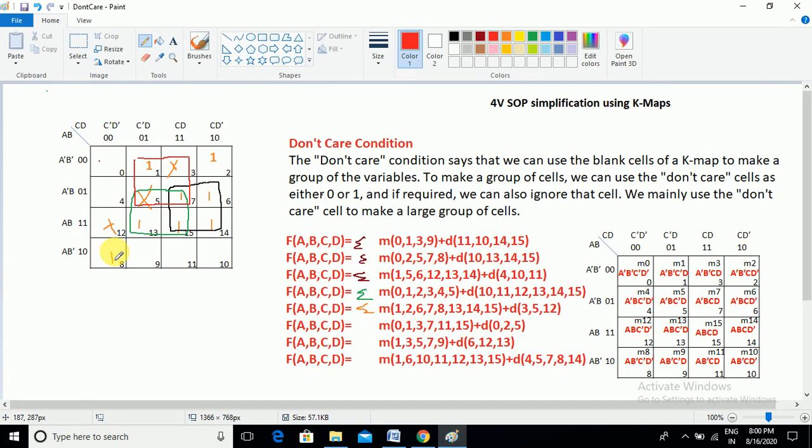Here also this one is not in any group. So who are adjacent? 9 is adjacent, and 0 is also adjacent after folding. 10 is also adjacent after folding. So no other alternative is there. With this don't care condition, you can take it into one separate group. Okay. After that, the last one, 2, is also not in a group.